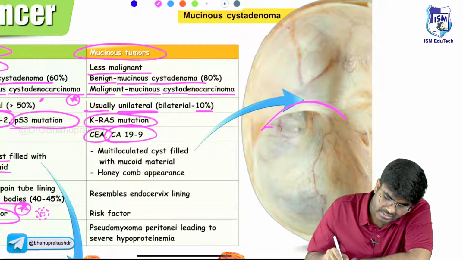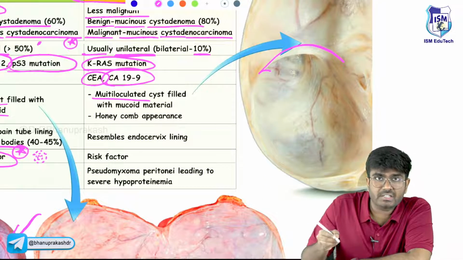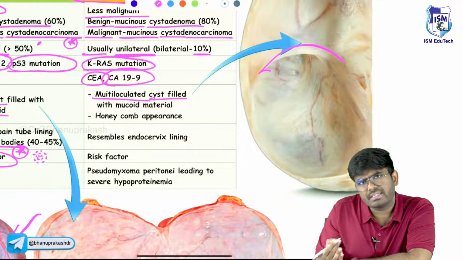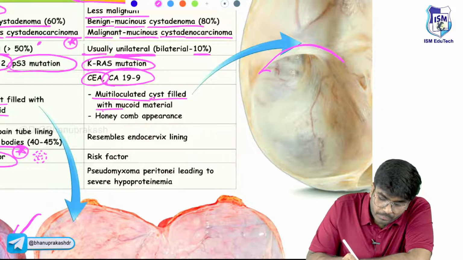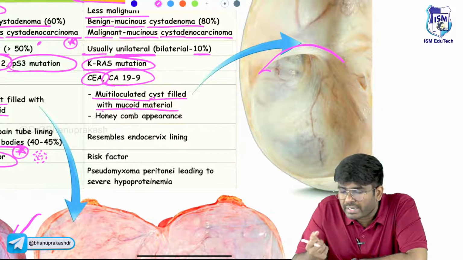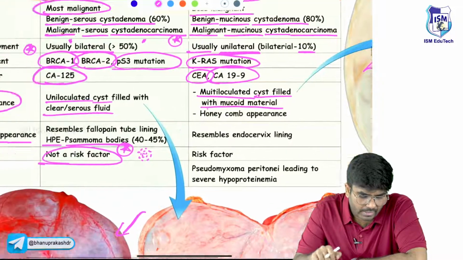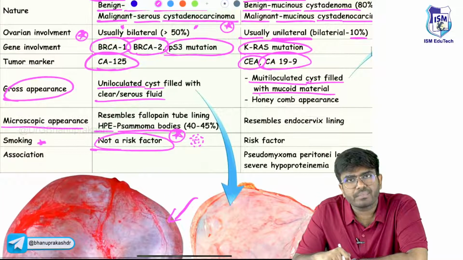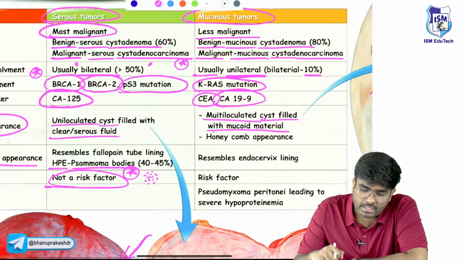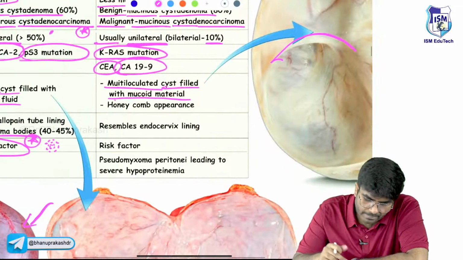Next, sir, these are multiloculated. Just now I have shown you multiloculated. Again, cystic, filled with mucoid material, not serous fluid, a thick mucus-like material. Here, mucoid material is going to be seen. In serous, it is serous material. In mucinous, it is mucoid material.